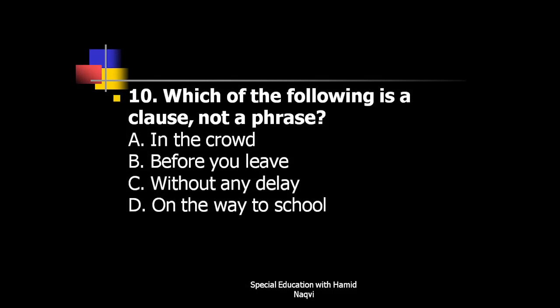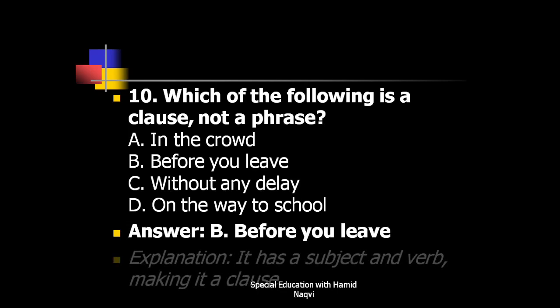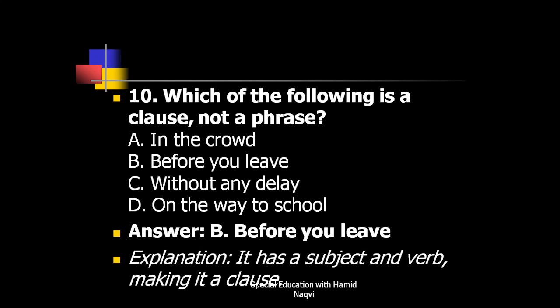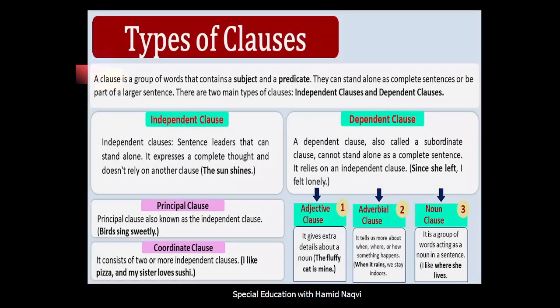Which of the following is a clause, not a phrase? In the crowd, before you leave, without any delay, on the way to school. Before you leave, because it has a subject and verb making it a clause. As I told you, we'll further try to increase the level by incorporating different types of clauses.